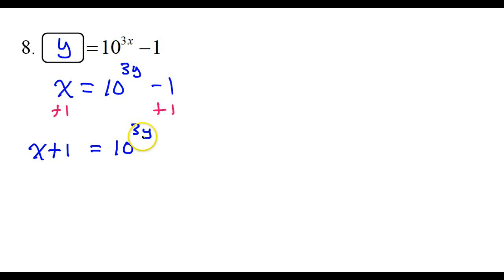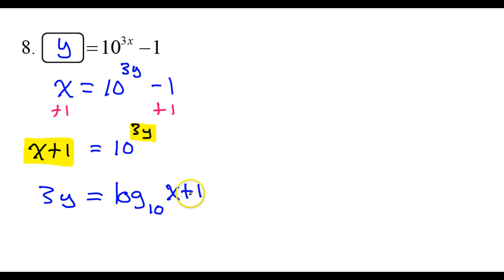Now, in order to get y out of the exponent, we need to rewrite this in log form. When we rewrite something in log form, you start with the base, and it will become log base, whatever that base is. So this would be log base 10. Now everything else, the x plus 1 and the 3y, these things are going to switch sides of the equation. So the 3y is going to come over here, and the x plus 1 is going to come over here.